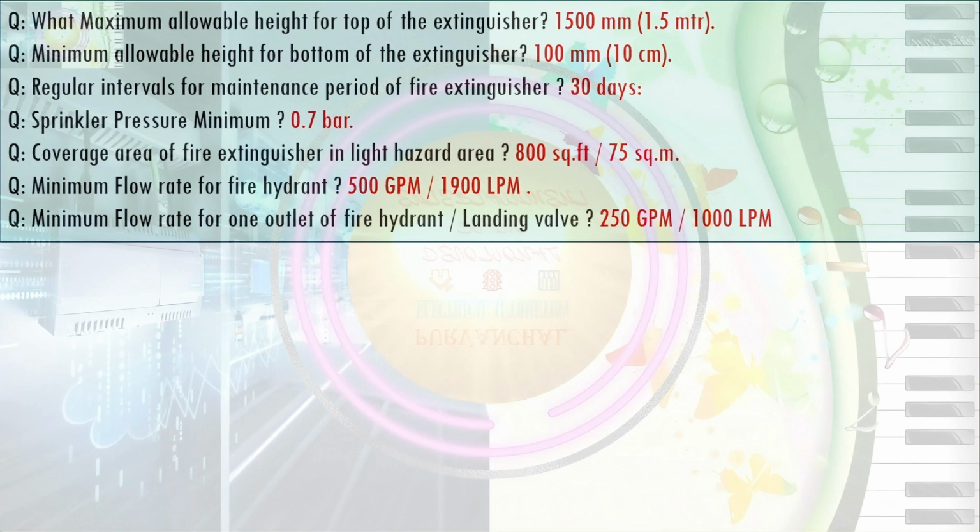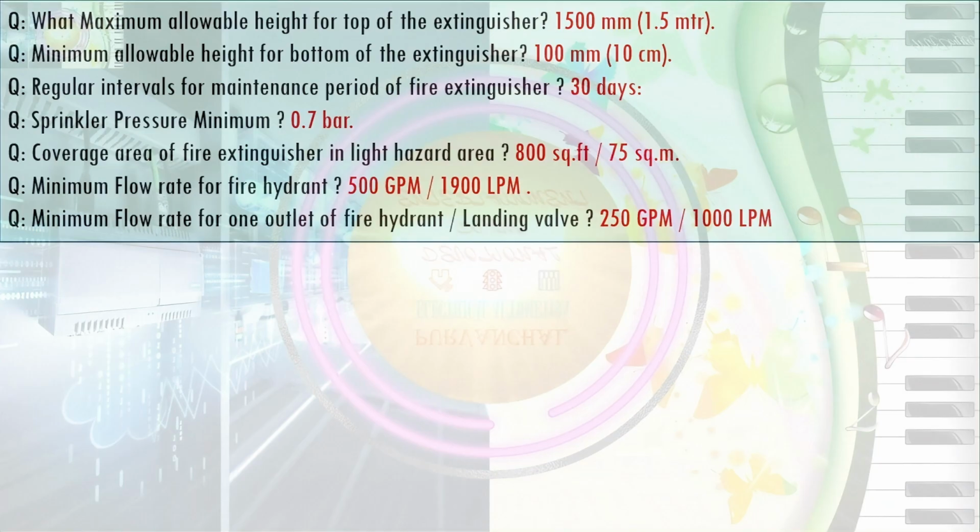Then, the regular interval for the maintenance period of a fire extinguisher. Every 30 days you have to check. There are some indicators which are red, yellow, green, white. So that should be the accurate pressure. The sprinkler pressure minimum required is 0.7.